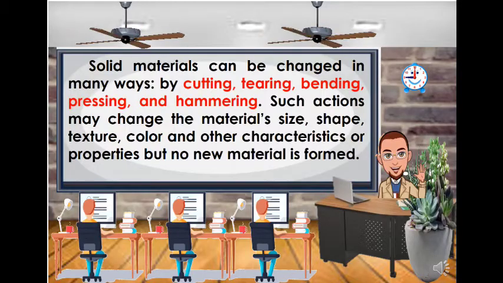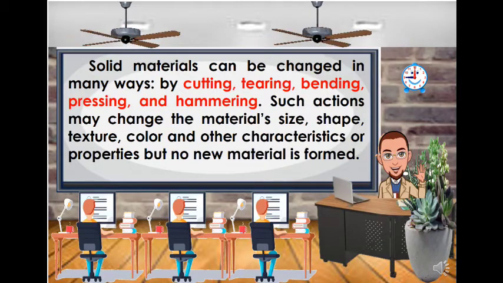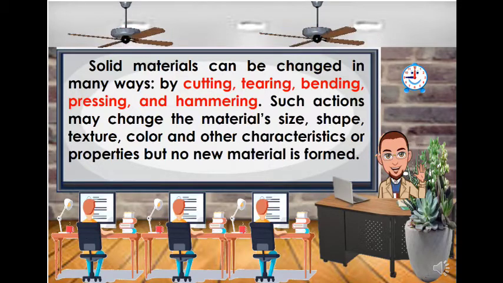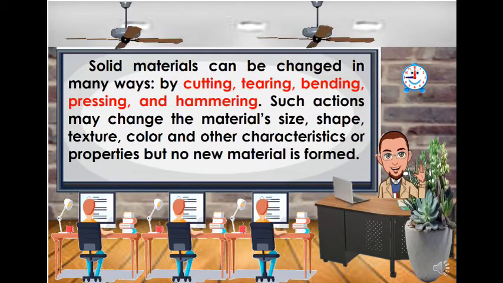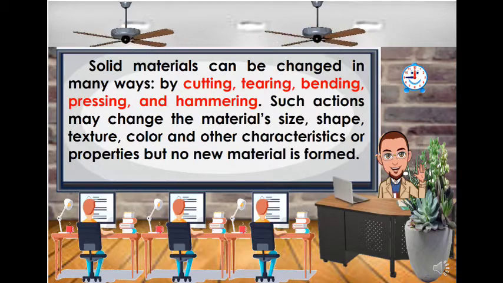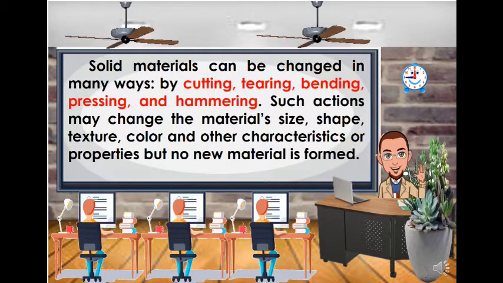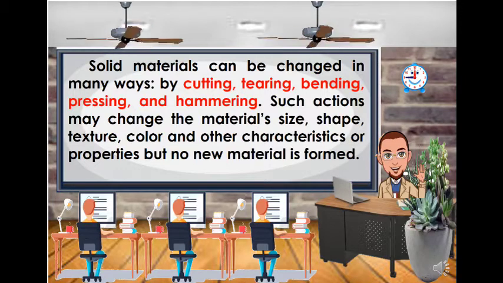Solid materials can be changed in many ways by cutting, tearing, bending, pressing, and hammering. Such action may change the material's size, shape, texture, color, and other characteristics or properties, but no new material is formed. Ayan, pwedeng i-cut, tear o punitin, i-bend, i-press, or i-hammer para mabago yung kanyang size, shape, texture, and other characteristics. But no new material is formed.